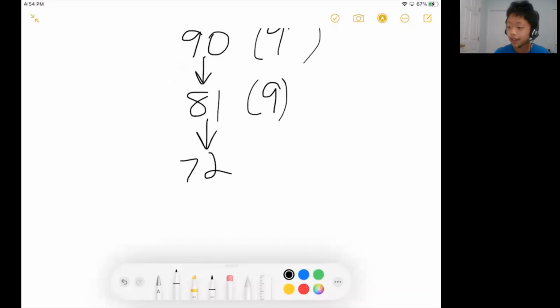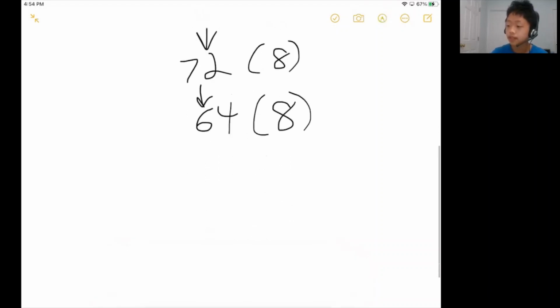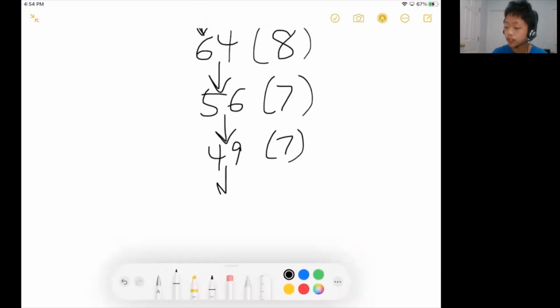And then up to 72, there are 8 perfect squares, 1 squared all the way up to 8 squared. So you remove 8, and that becomes 64. At 64, there are another 8 perfect squares, 1 squared up to 8 squared, so you remove 8 tiles again and it goes to 56. At 56, there are 7 perfect squares, 1 squared up to 7 squared, so it turns into 49. From 49, there are 7 perfect squares, so you remove 7 tiles and you get 42.